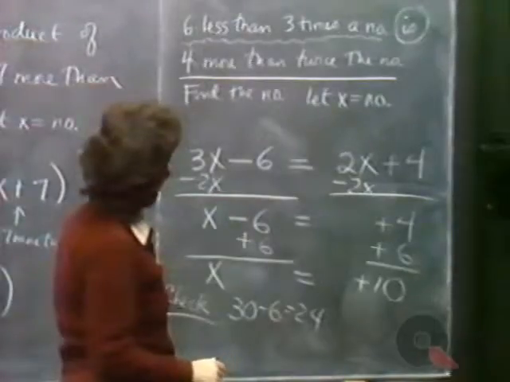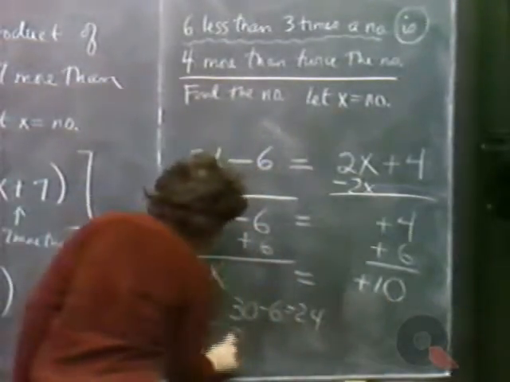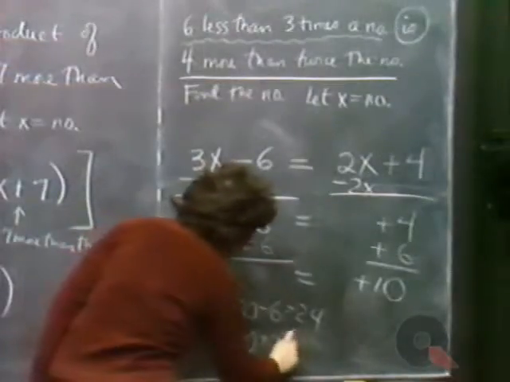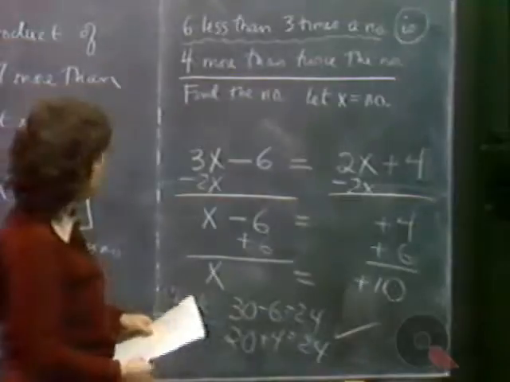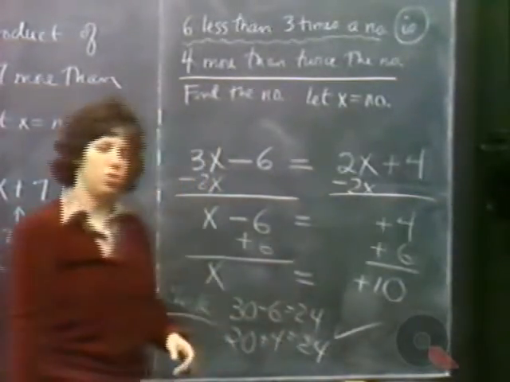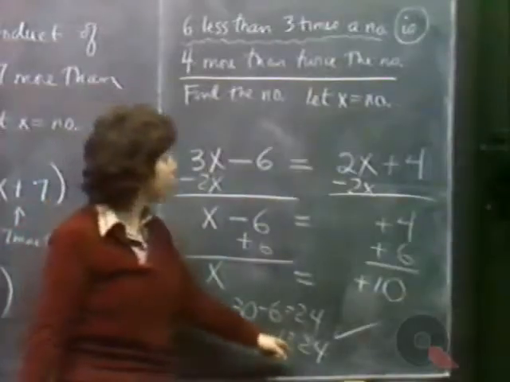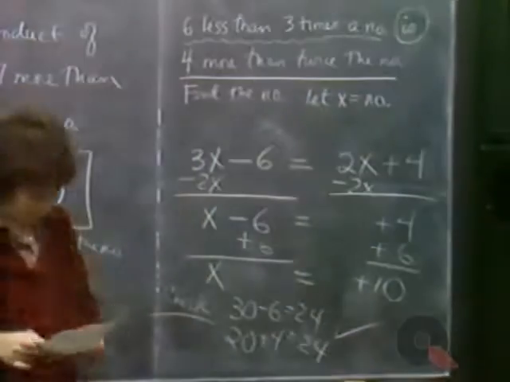On the other hand, we want 4 more than twice the number. Twice the number, that's 20. And 4 more also gives us 24. So we see that for this number, 6 less than 3 times the number comes out to be 24. That's exactly equal to 4 more than twice the number. So we've checked in the words of the problem.